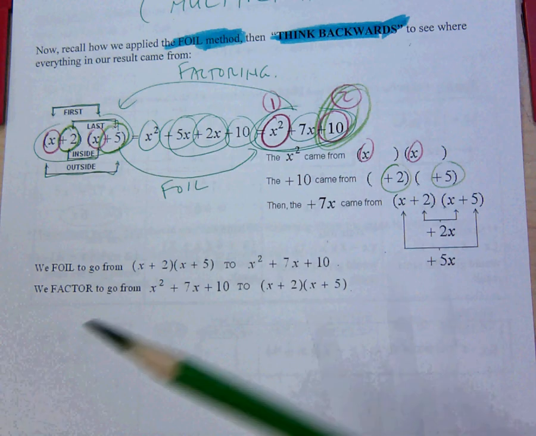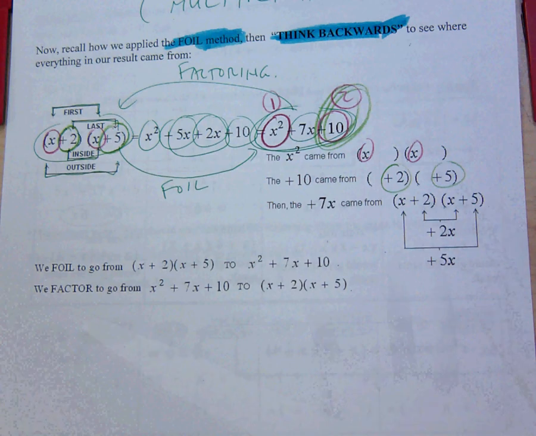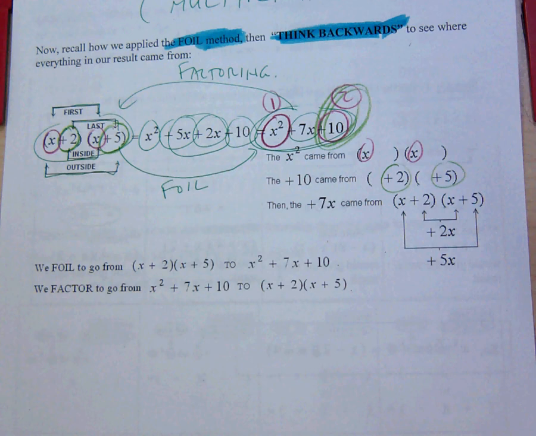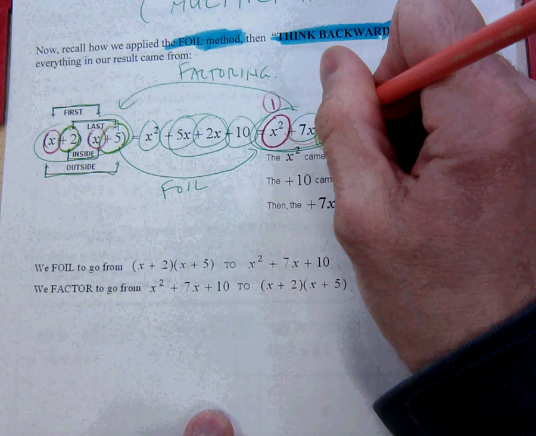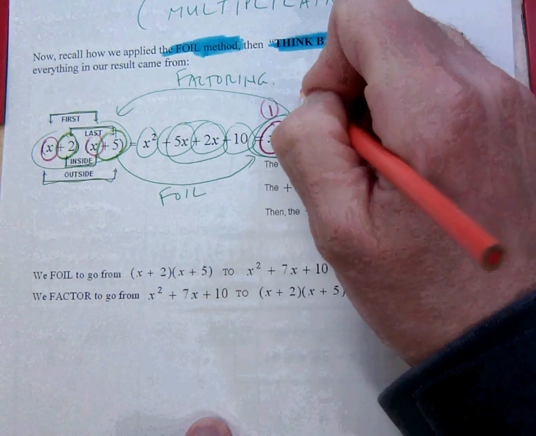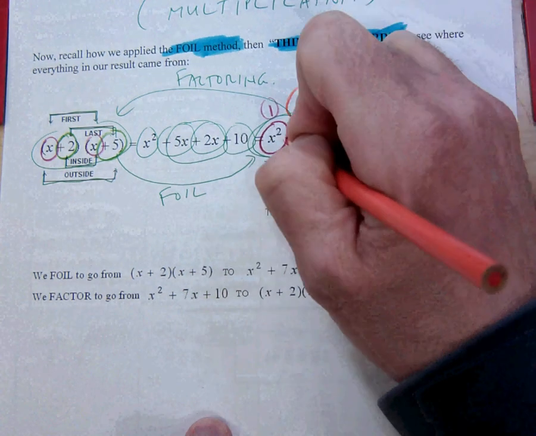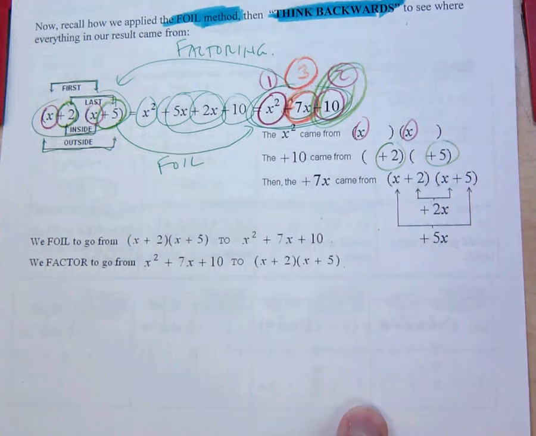Okay, but anyway. All right, and then the third thing I want to know is, where in the world did this come from? That's the third thing you worry about. Where did that come from? Where did the plus 7x come from? Well, that came from multiplying the what?